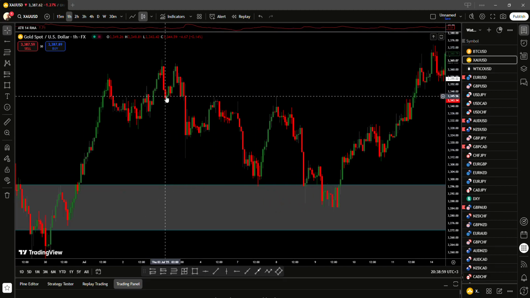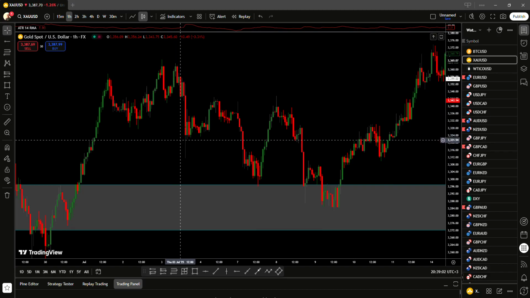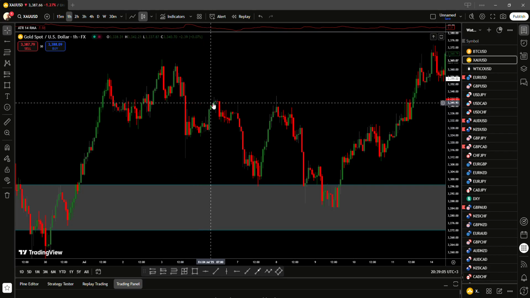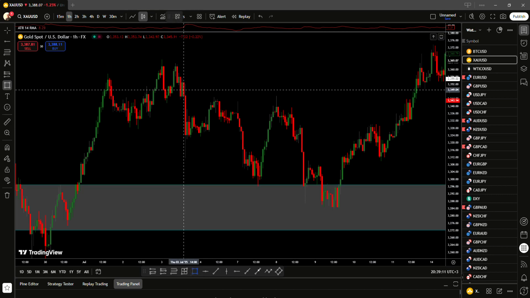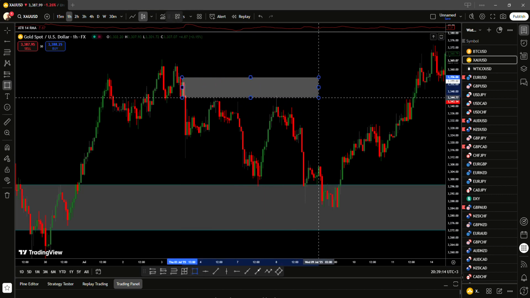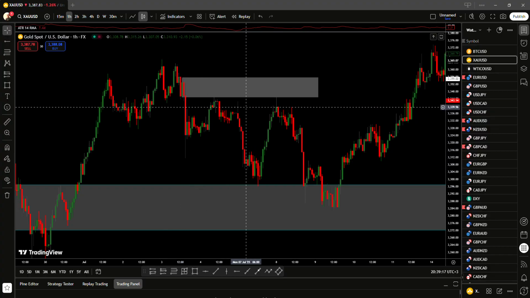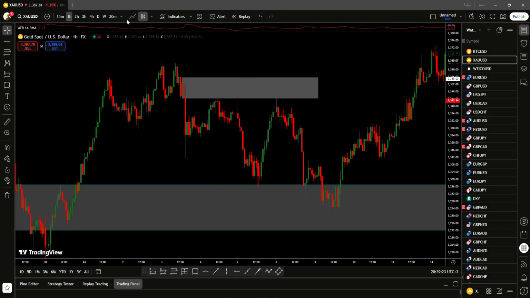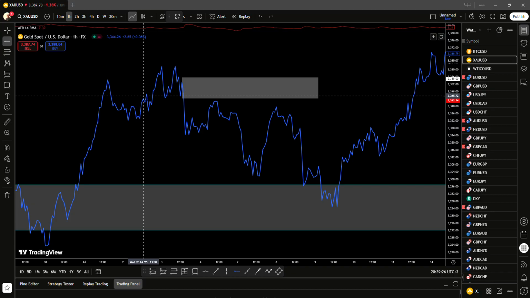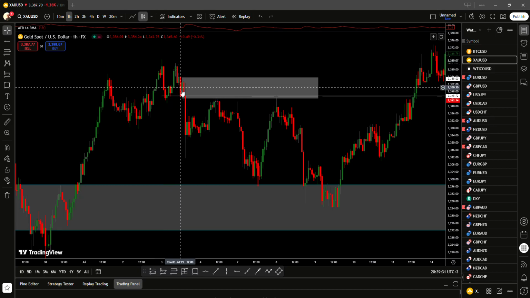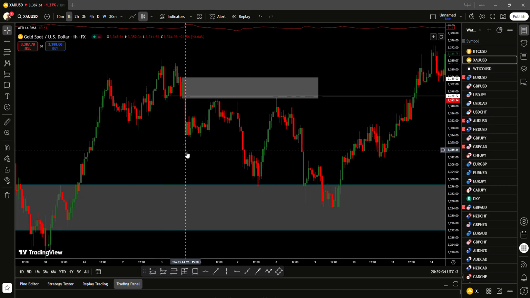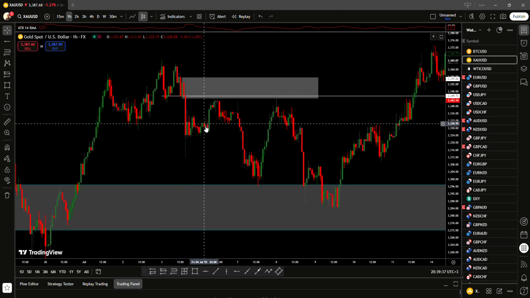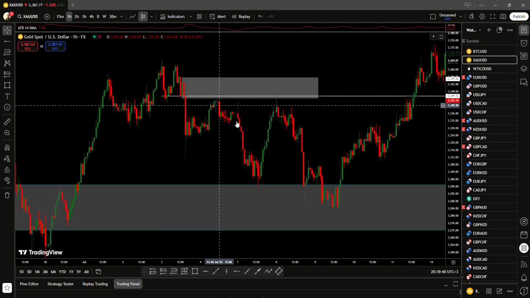This is support, broken, leaving a supply zone here, broken, turns into resistance. So price came back. Let me mark it. So go to the line chart and draw that support there. So this is support. Price went up, then left us a supply zone here and dropped, breaking this structure here, dropping down. So wait for price to come back to this area, tap us in, and then drop.